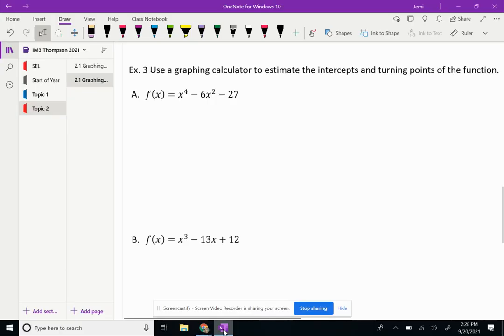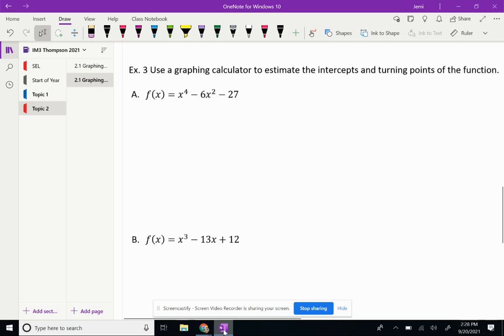Points of the function. What I'm going to do is go over to Desmos, graph these, and come back and sketch the important parts. So we want to know the intercepts and roughly where they're changing directions. When I graph these, I'm going to look for the x-intercepts, the y-intercepts, and the general shape of things.